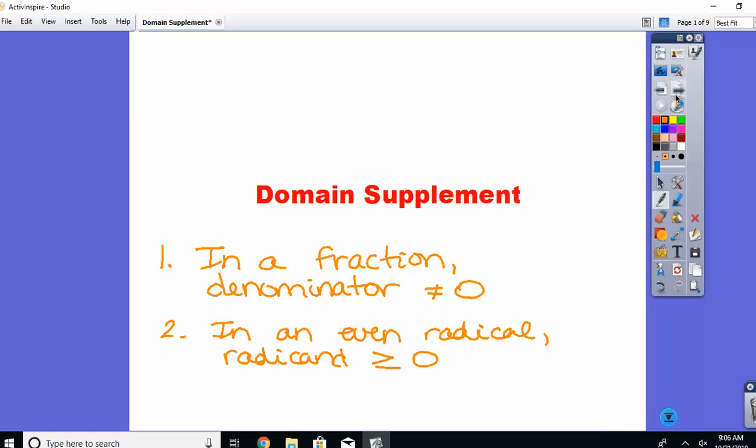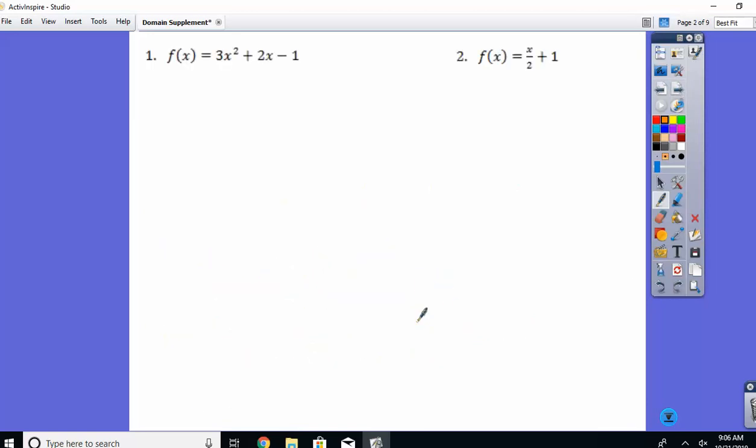We're just going to go through problems and practice. So here is our first one. f of x equals 3x squared plus 2x minus 1. All right, does it have a fraction? Does it have an even radical? So what is my domain? Negative infinity, positive infinity. All we are doing on every one of these problems is finding the domain. So this is just negative infinity, positive infinity. Okay.